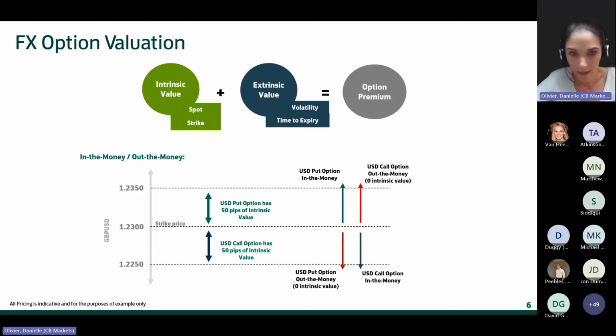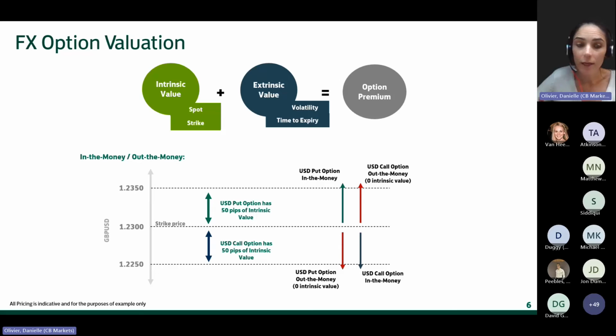So if we have a look at this graph and maybe refer to our running example where we have purchased a US dollar call option, so the right to buy US dollars at a strike rate of 1.23. So if the spot rate is trading at 1.2250, we have 50 pips of intrinsic value because we have the right to buy at 1.23, where spot market is trading at 1.2250. So the difference is 50 pips, and that represents our intrinsic value.